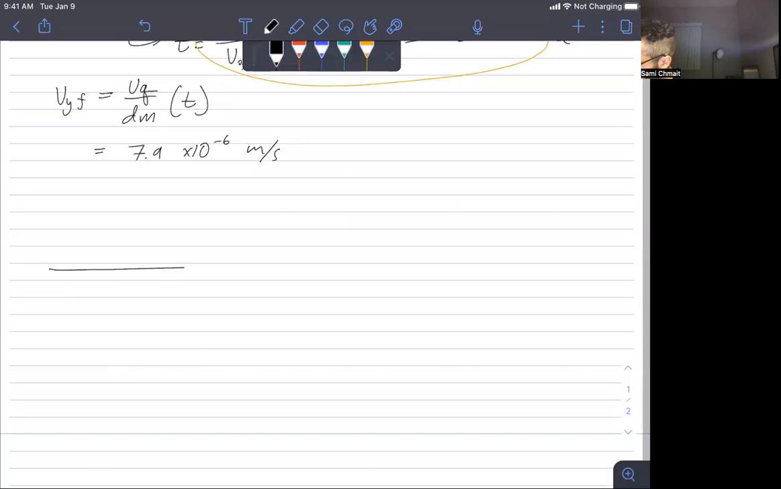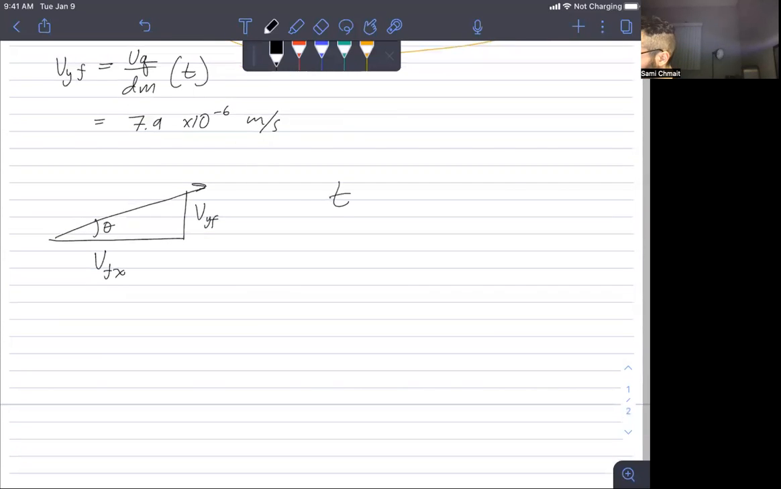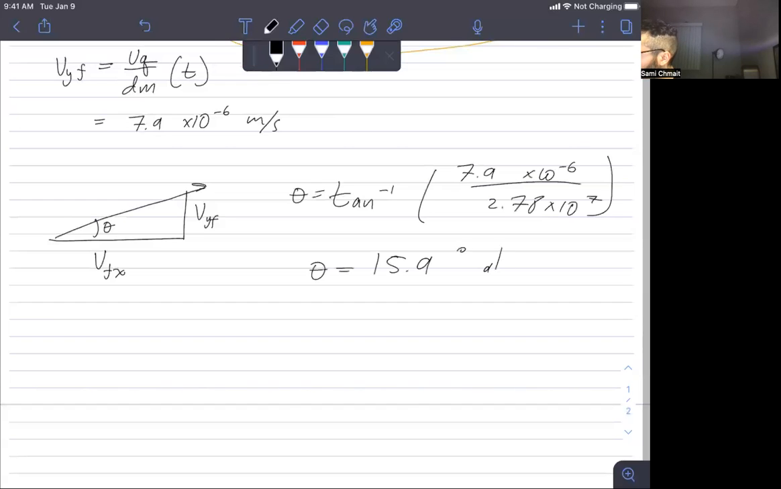So we can draw this as, let's do v f x, v y f, put a theta here. We're going to use theta equals tan inverse. We're going to plug in our y, so 7.9 times 10 to the minus 6, divided by 2.78 times 10 to the 7. You're going to do all that, and you're going to find the answer is 15.9 degrees above the x-axis.